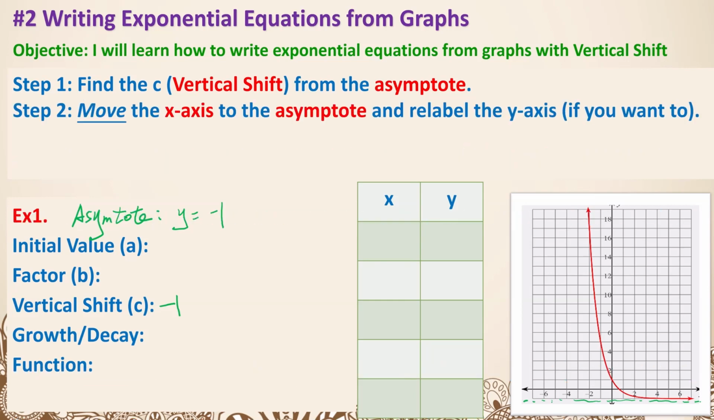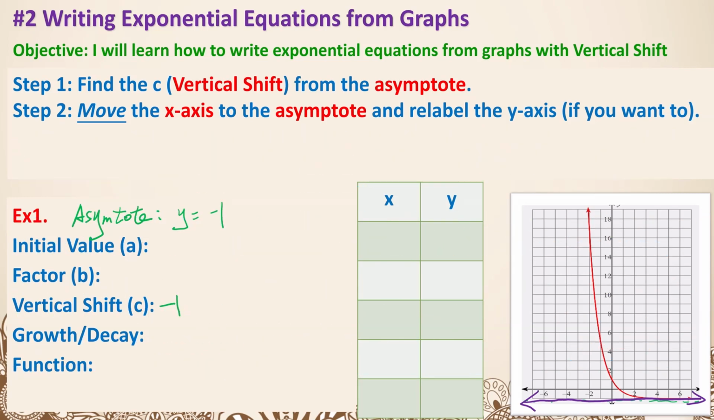Then the second thing, we are going to move the graph. We're going to move the x-axis to the asymptote. And if you want to relabel the y-axis, you can do that. But this is going to become our new x-axis, right here. We don't need to do anything to the y-axis because vertically it doesn't affect much, because the graph is being moved up or down. So we are moving the x-axis to accommodate that the graph was moved. Okay, now that is our new x-axis.